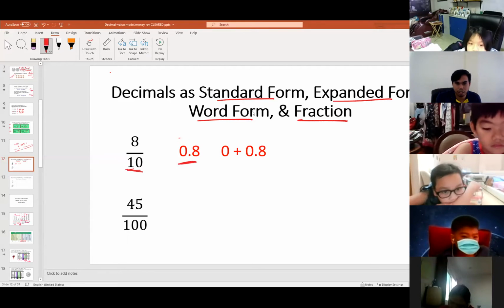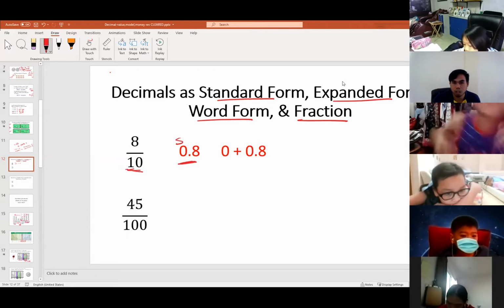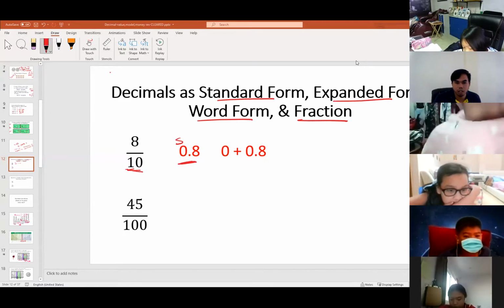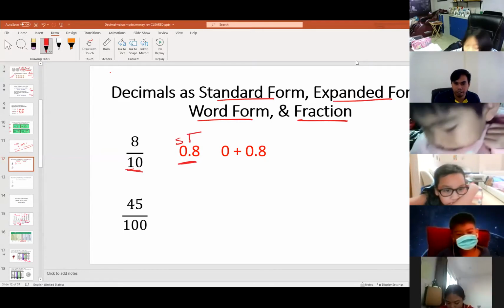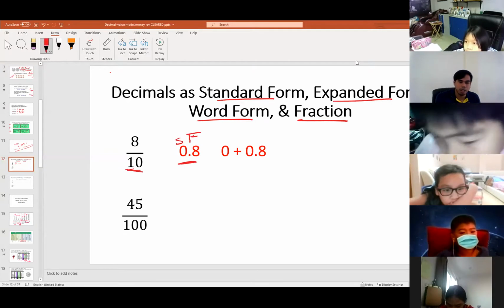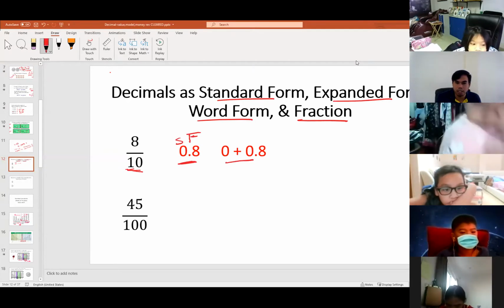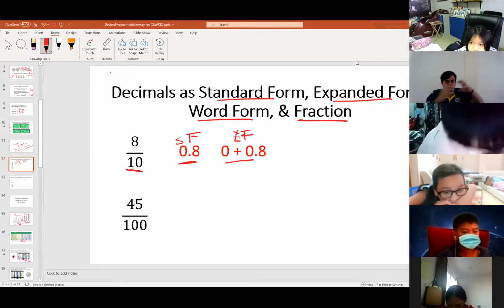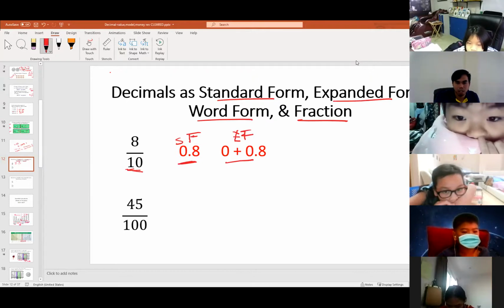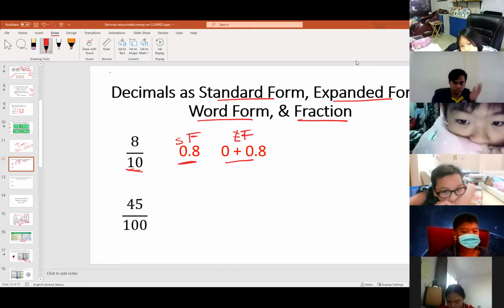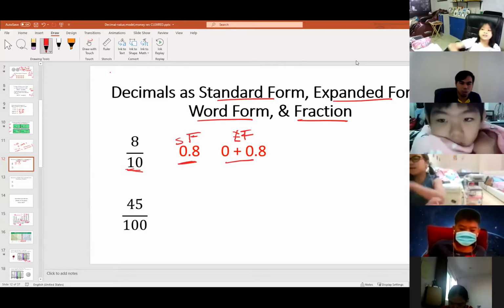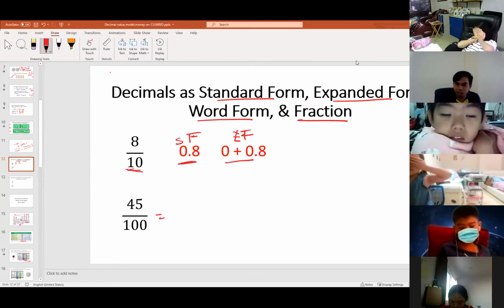Standard form, SF, meaning standard form. Then this one is expanded form, meaning you make it bigger. So 0.0 plus 0.8. And then we'll go with word form later, and then fraction. In this case, let's start making it into a standard form.